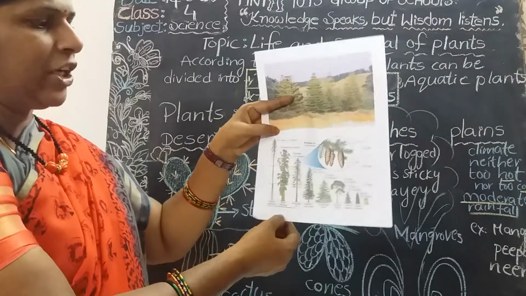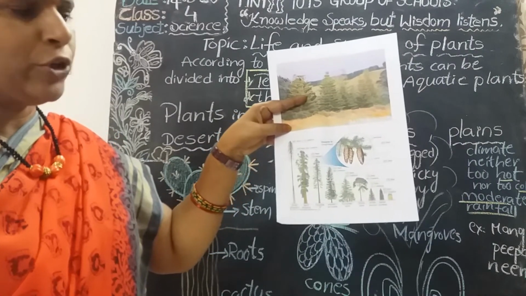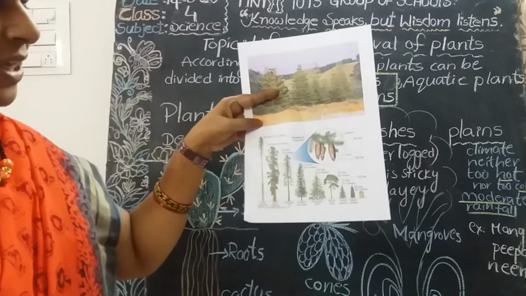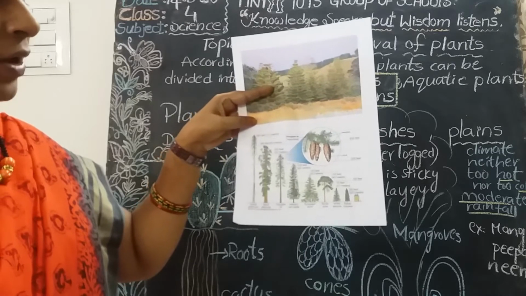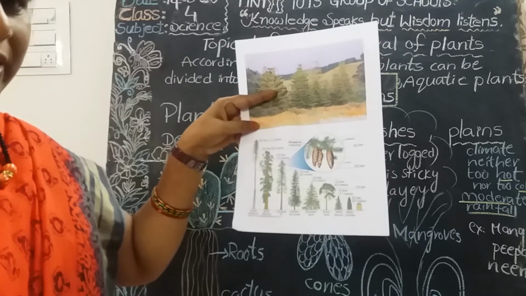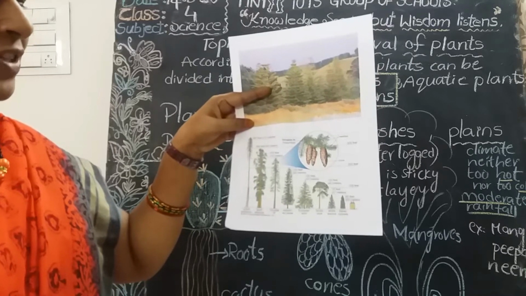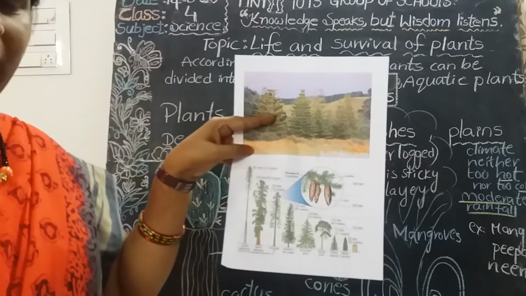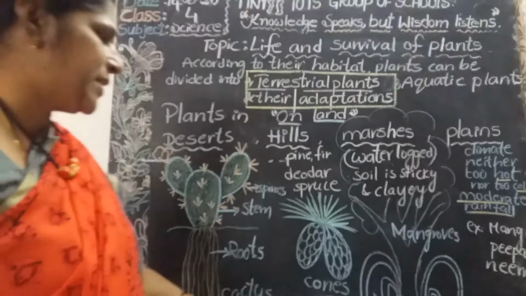Trees are tall and straight. They usually produce cones instead of flowers. Inside the cones, seeds are present. Leaves are needle-like. Leaves are covered with a waxy coating, also to prevent damage from the snow. These are all the adaptations we found in hilly area plants. Is it clear? Okay, next.